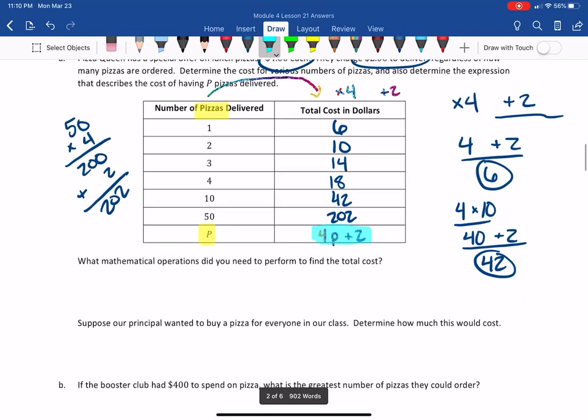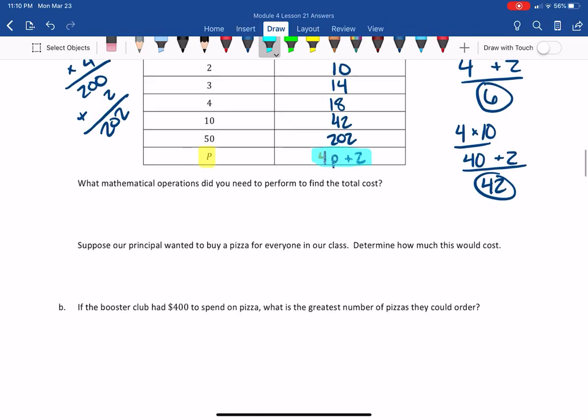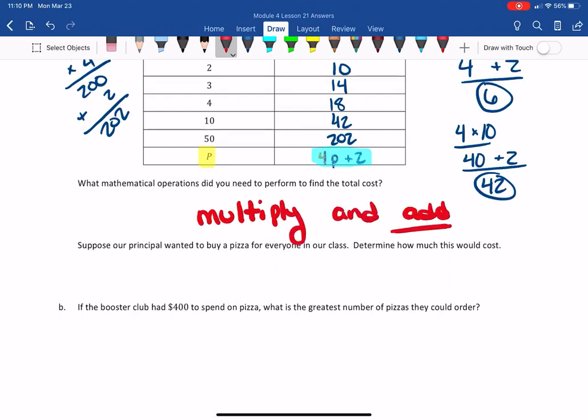So let's look down here at some questions. What mathematical operations did you need to perform for the final cost? Well, we had to multiply, right? Still have my handy dandy highlighter on. So we had to multiply first, but we also had to add, right? Remember, the beginning of the lesson told you you're going to have to do more than one thing. And it's multiplying and adding in this case.